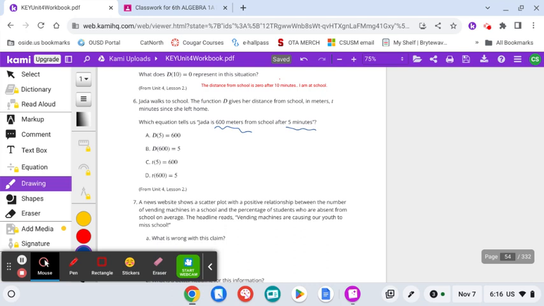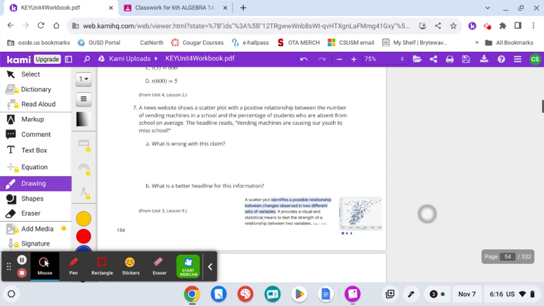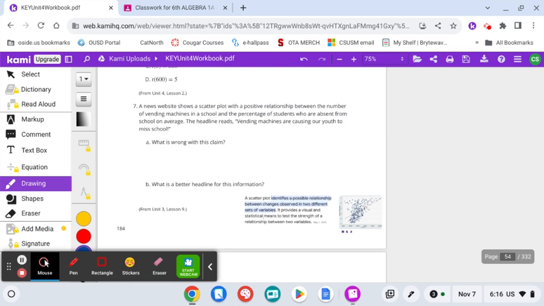And finally, the news website shows a scatter plot with a positive relationship between the number of vending machines and the percentage of students who are absent. The headline reads, "Vending machines are causing our youth to miss school." What is wrong with this claim? So I put a little reminder down here. What is a scatter plot? It identifies a possible relationship between two changes observed in two sets of variables. It provides a visual statistical means to test the strength of the relationship.